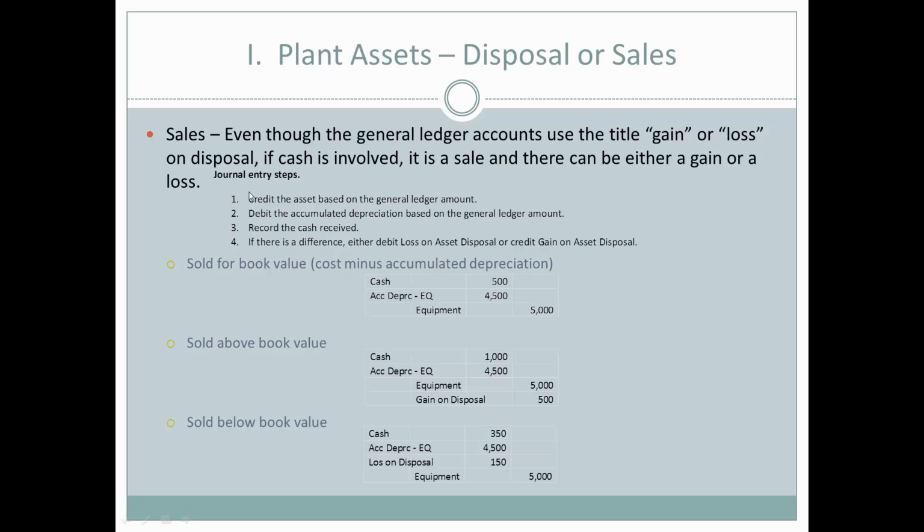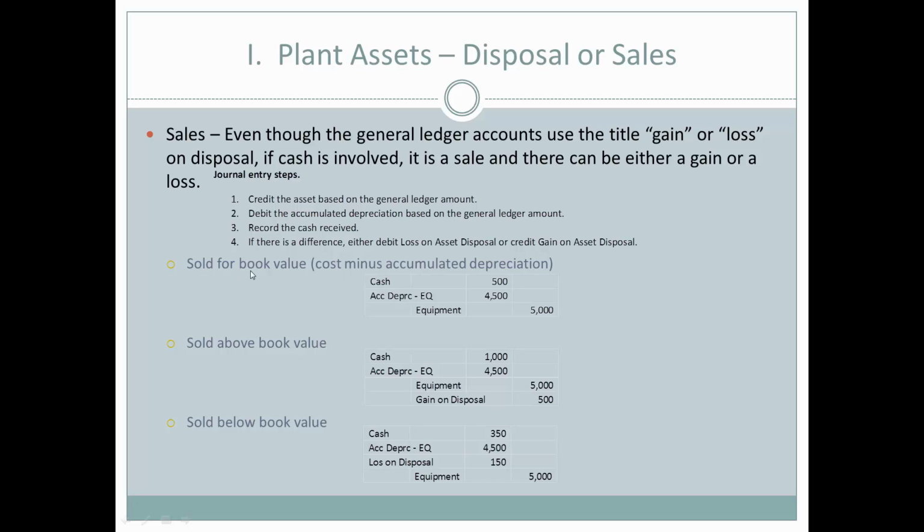So let's look at the journal entry step. Same as in the disposal, we're going to credit the asset, debit the accumulated depreciation. We're going to record the cash that's been received, and then any difference between those amounts we will either debit a loss on asset disposal or credit a gain on asset disposal.